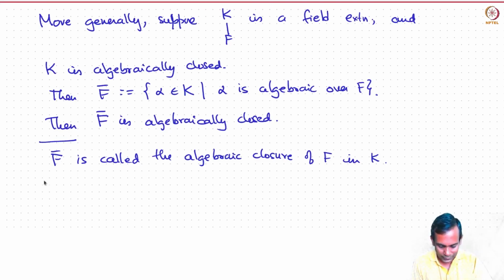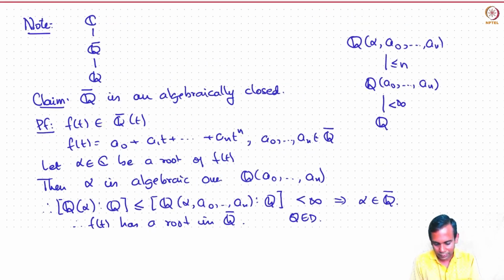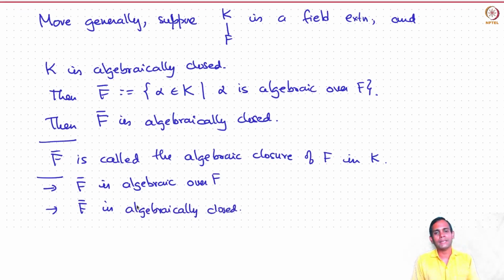It has the following two properties. F bar is algebraic over F, and because K is algebraically closed, F bar is algebraically closed. This argument can be written more generally for any chain of extensions. These two properties characterize what are called algebraic closures in the abstract, and we will see them in the next lecture.